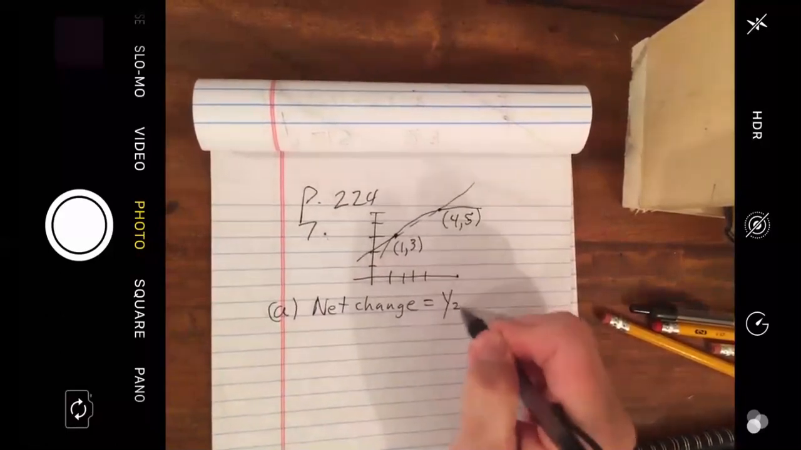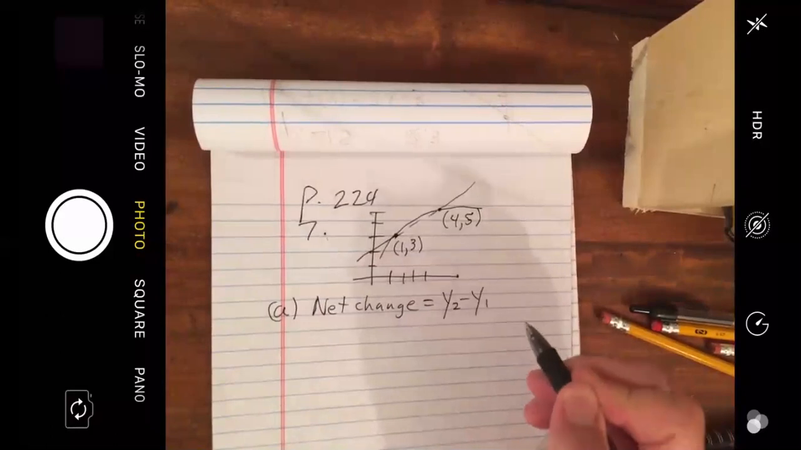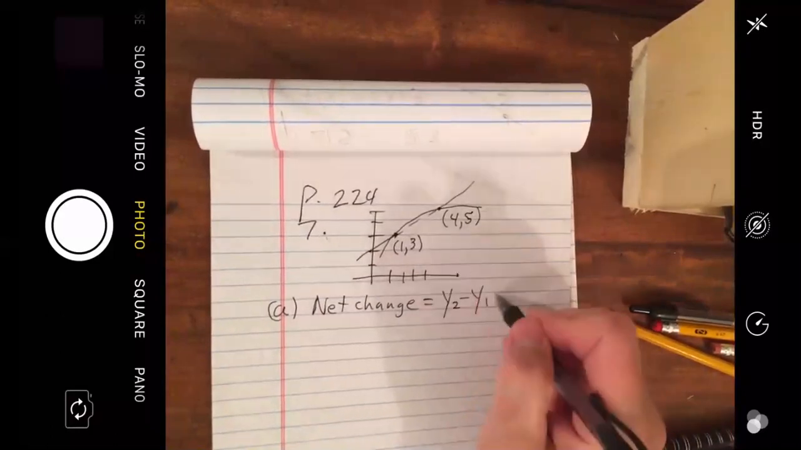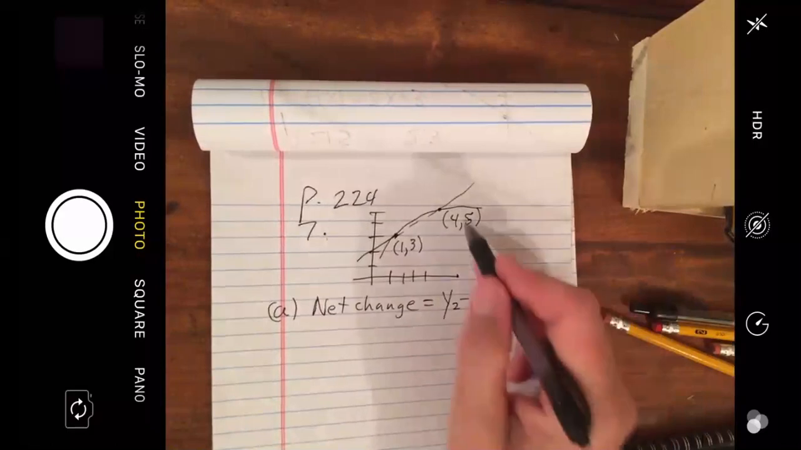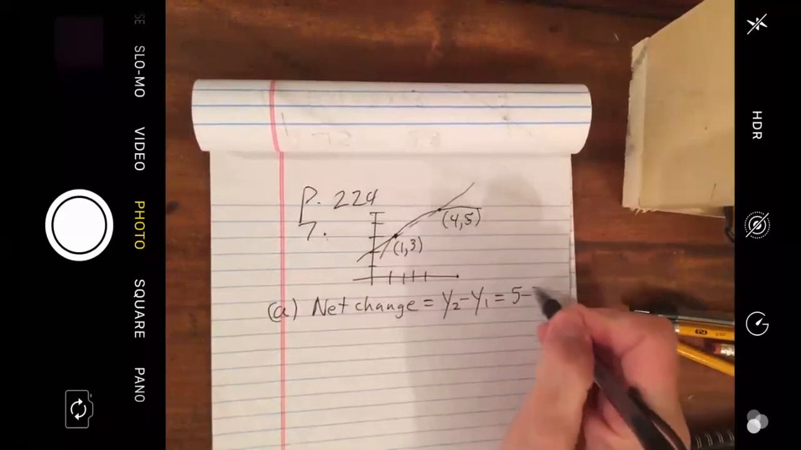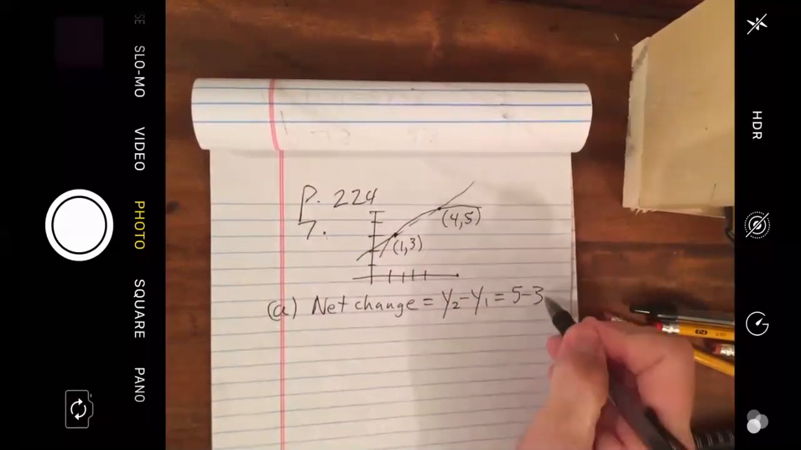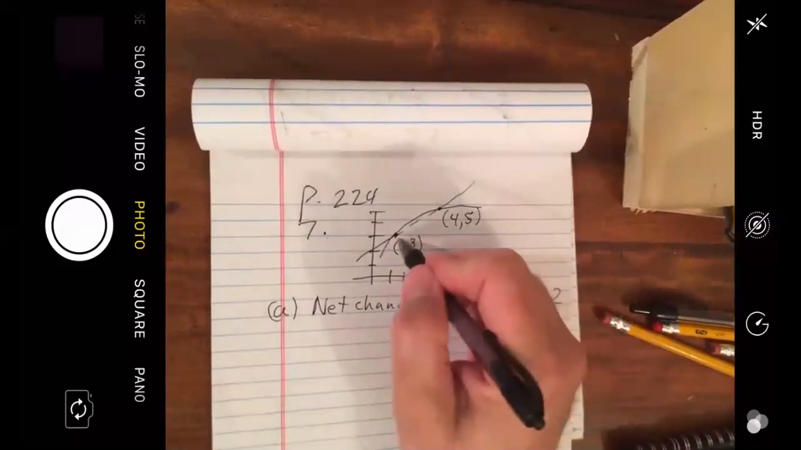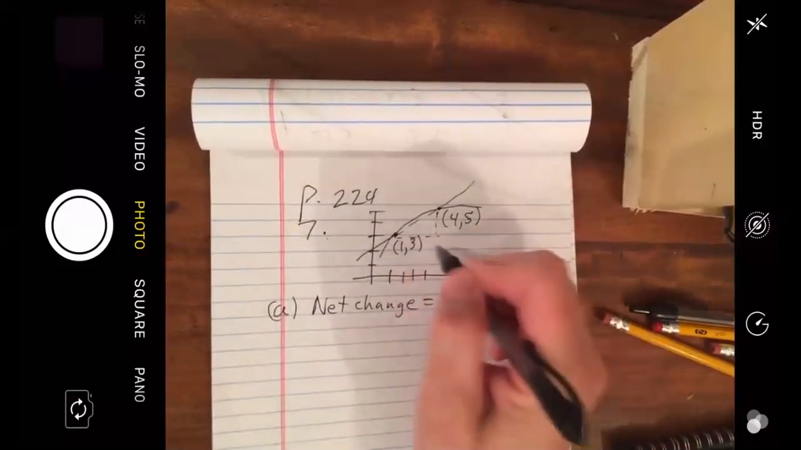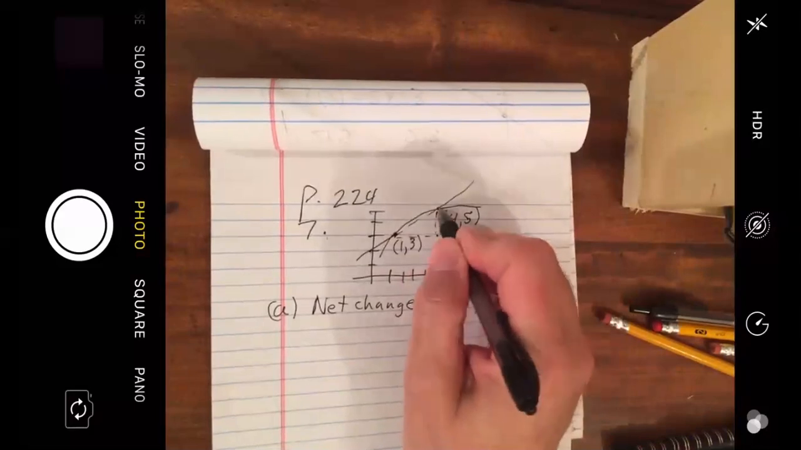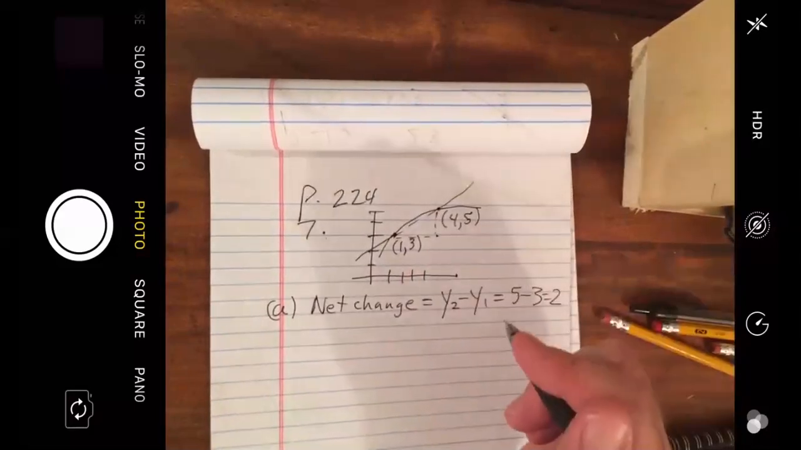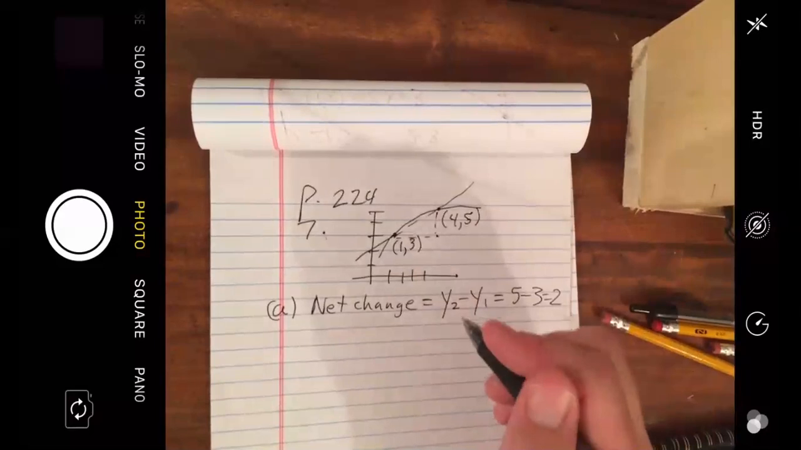That would be the y2 minus y1. And so we'll make that 5 minus, usually you keep it positive, 5 minus 3. And that would be 2. And you can see it off the graph. You change 2 vertically going from this point to this point. That's all there is to it. It's really simple.